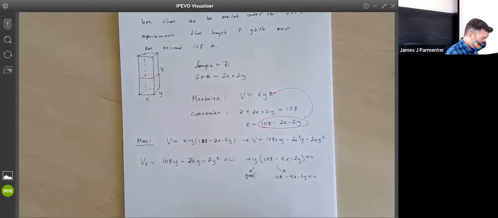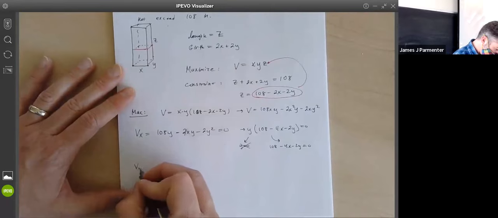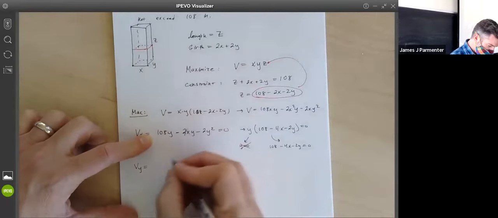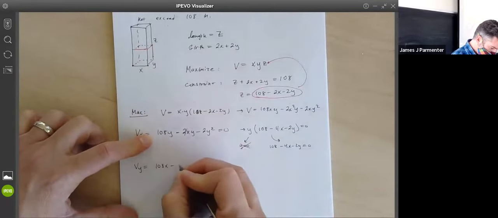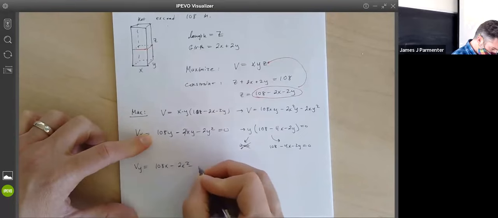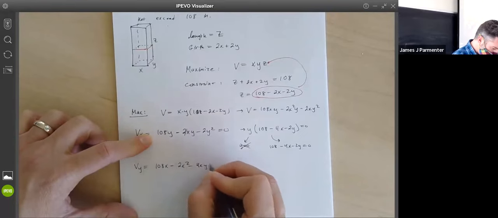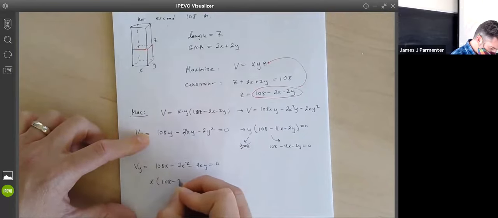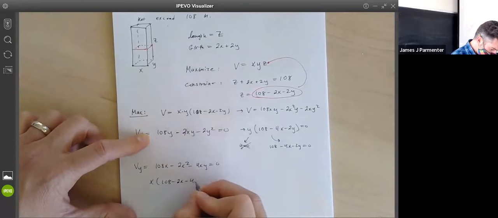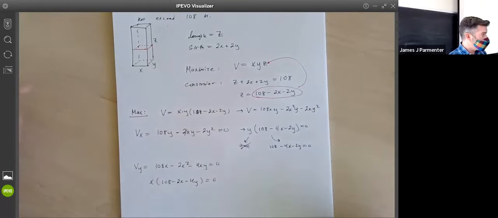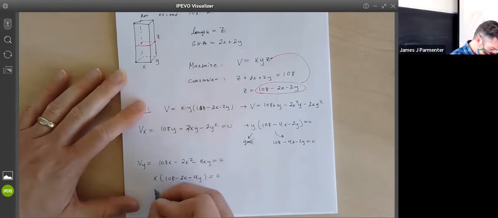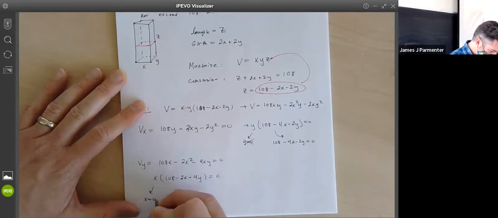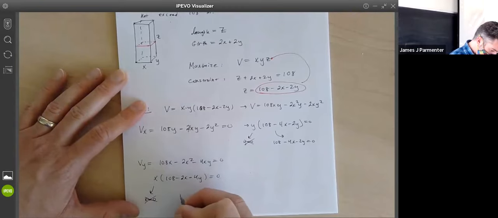And in a similar way, finding Vy, it's going to be 108x minus 2x squared minus 4xy. I can factor out an x here. I'm left with pretty much exactly the same thing as I was over here, except x and y have interchanged their roles. That's also why it's good to pay attention to the symmetry, because you're going to get the same equation popping up again. You get x equal to zero, which we don't want, or 108 minus 2x minus 4y equal to zero.